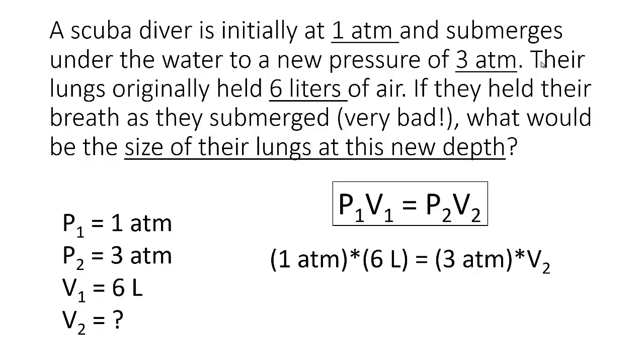All right, so we plug in the values. 1 times 6 equals 3 times my new V2. Now in order to get the 3 to the other side, I need to divide, so this will look like 1 times 6 divided by 3 to give me a V2 of 2 liters.